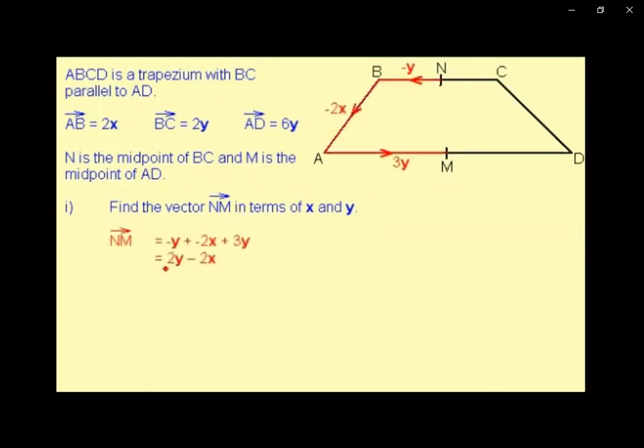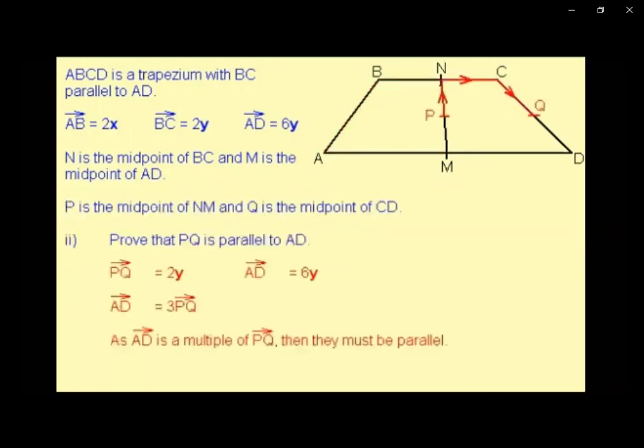Here's the answer to part 1. Here's the answer to part 2. I had to start by finding vector PQ, which I found to be 2 of vector y. I'm told that vector AD is 6 of vector y. So I now have that vector AD is 3 of vector PQ. As vector AD is a multiple of vector PQ, then they must be parallel.